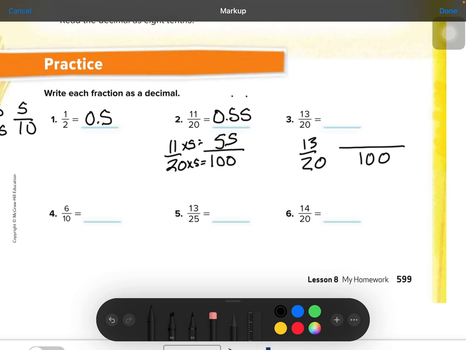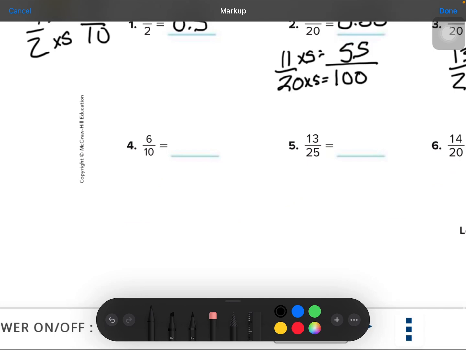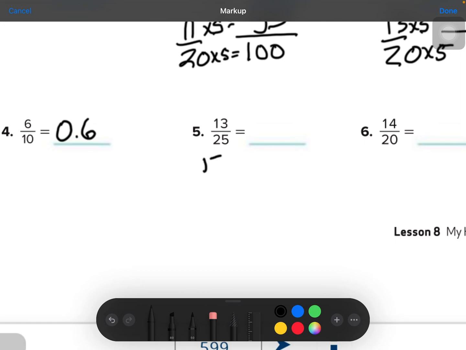Okay, we have 13/20. The equivalent fraction would be over 100. Again, it'll go into that 5 times. So 13 times 5 is 65. So we have 65 hundredths. There's the whole number, and 65 hundredths, because that goes in the hundredths position. Next, 6 tenths. Oh, I like it when they're like this. 0 in the whole number position, 6 in the tenths position.